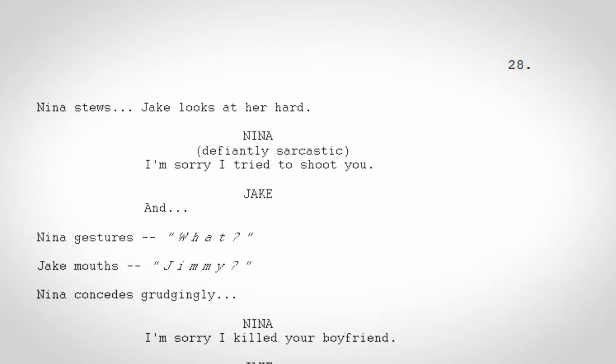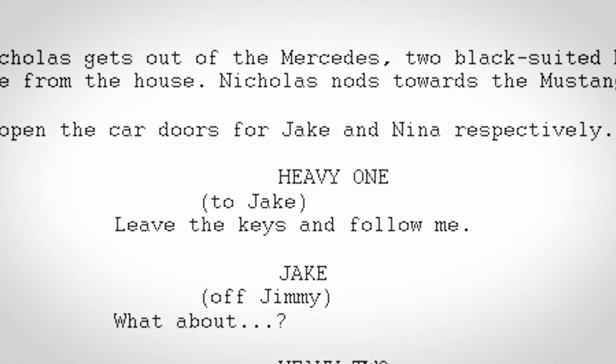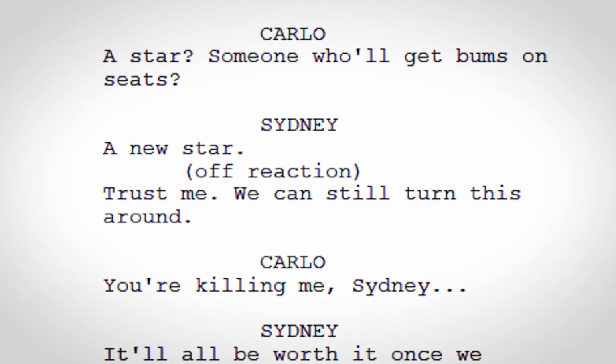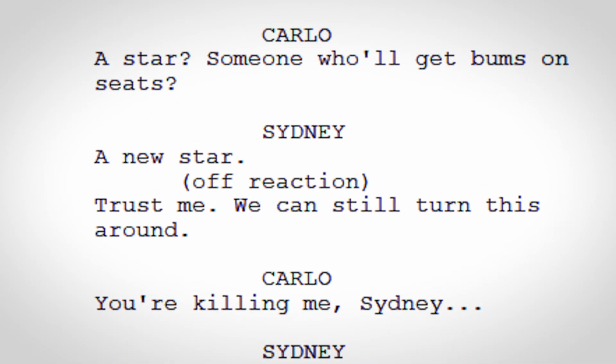For example, sarcastically, or if the line is to be directed at a specific person and you need to make that clear. Or, sometimes, off reaction, so we understand what has prompted the line.